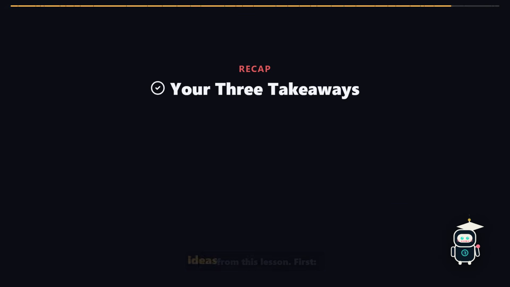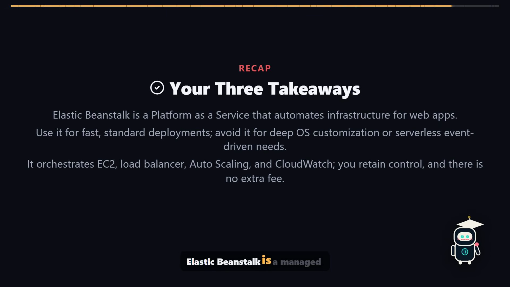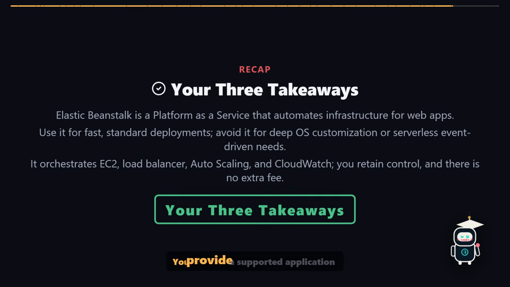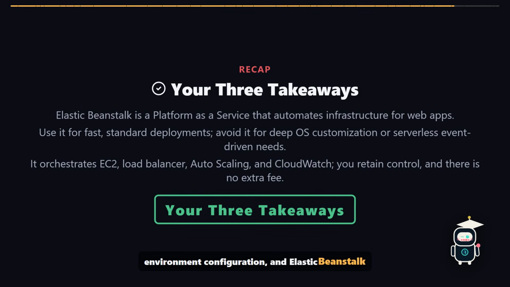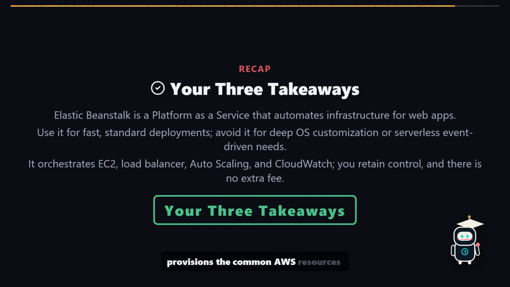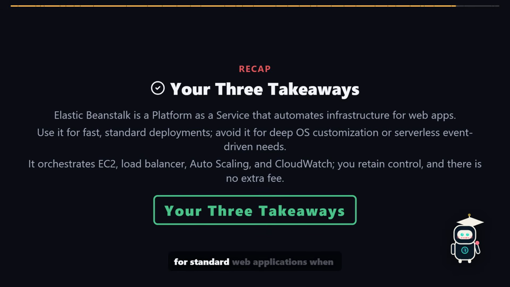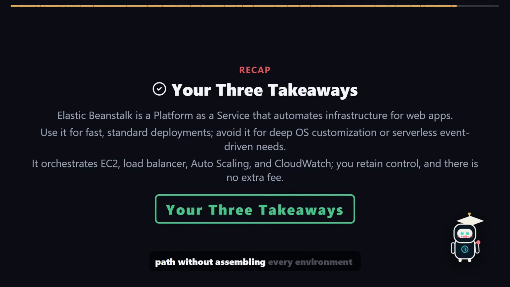Let's lock in the 3 ideas from this lesson. First, Elastic Beanstalk is a managed application deployment and environment service. You provide a supported application bundle, choose a platform and environment configuration, and Elastic Beanstalk provisions the common AWS resources needed to run it. Second, it is a strong option for standard web applications when you want a managed deployment path without assembling every environment component manually.